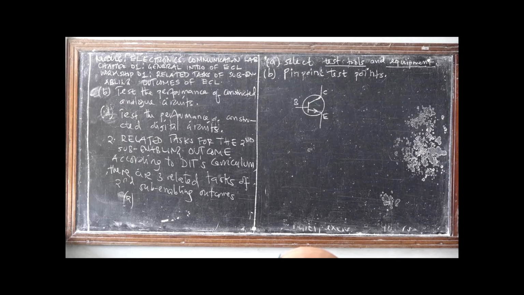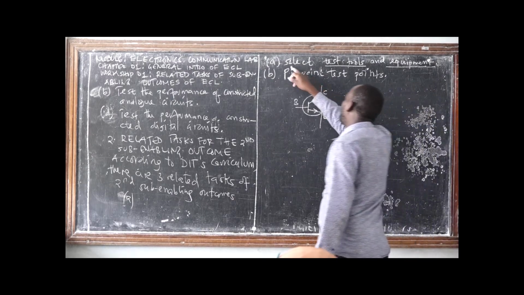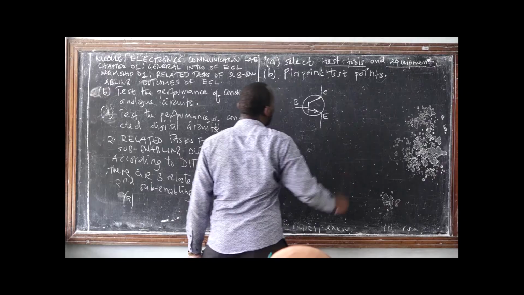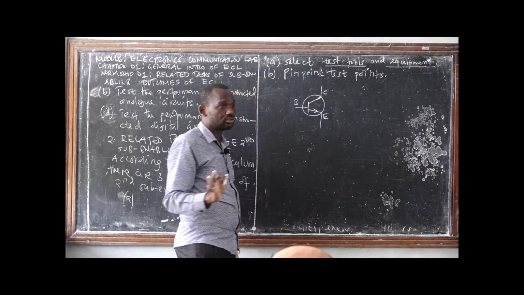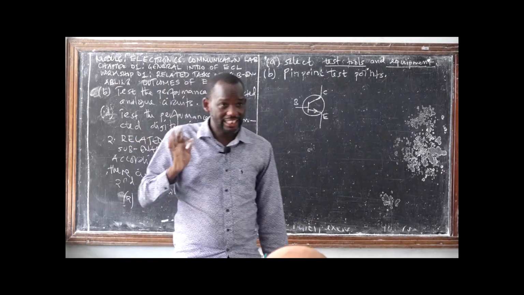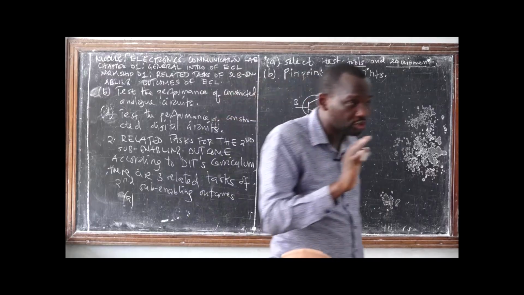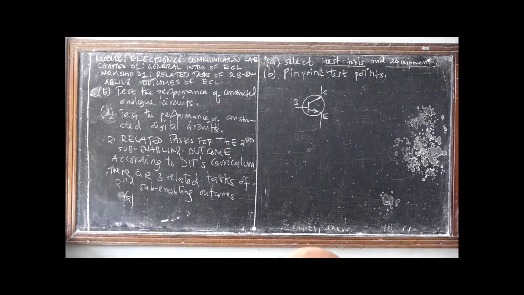After you choose the testing points, because that's the first specific objective, the first related task, you have to select the testing tools. The second related task, you have to know the testing points. Where are you going to connect your measuring tools and the equipment? Are we together? So a testing point is a point within your circuit.